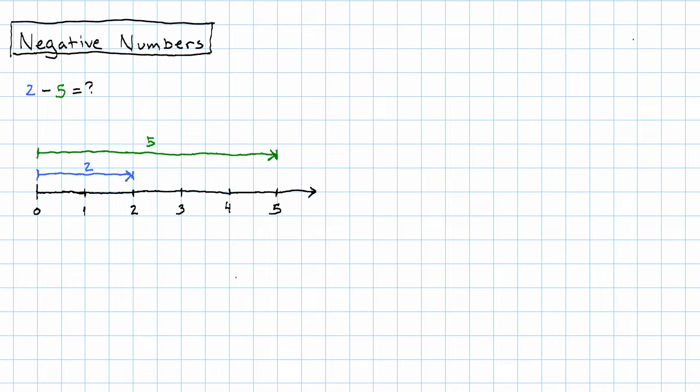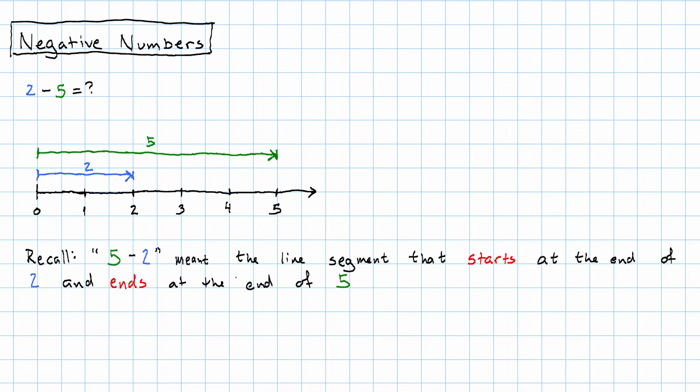Well, remember how we understood 5 minus 2 on the number line. 5 minus 2 refers to the line segment that starts at the end of 2 and ends at the end of 5. So we would draw starting at 2 and ending at 5. And then by picking this up and moving it, we can see that 5 minus 2 is in fact 3.